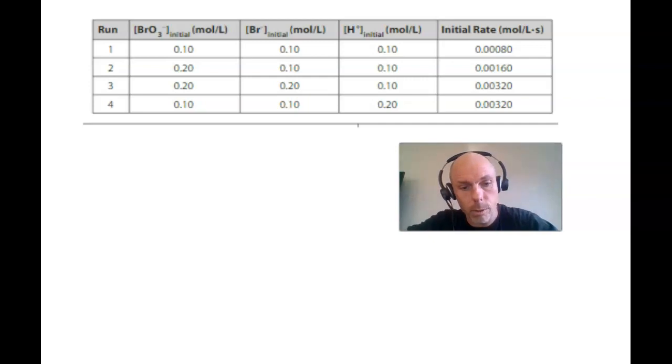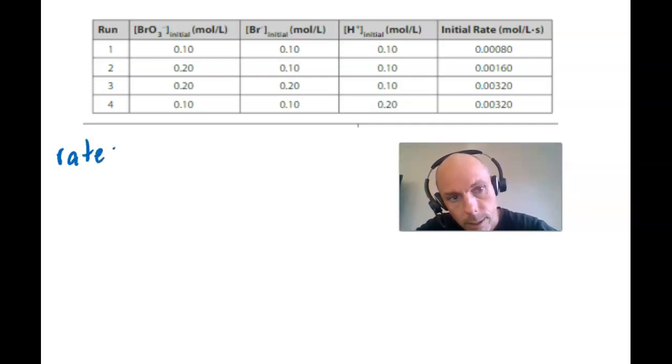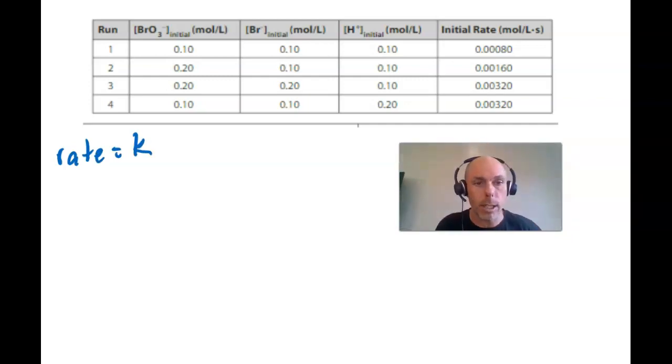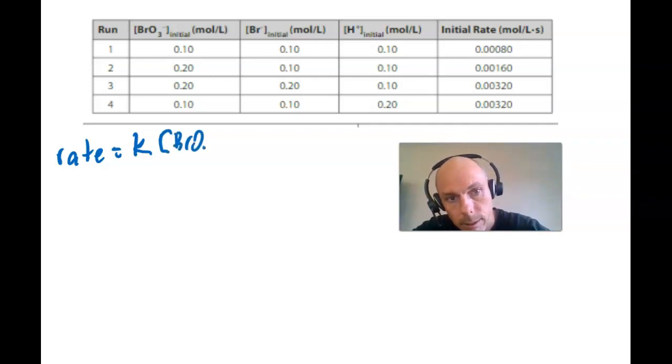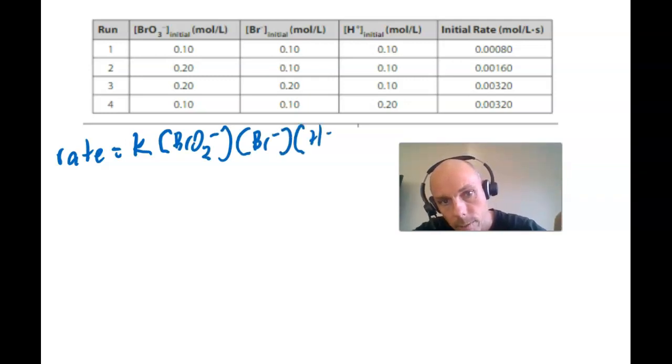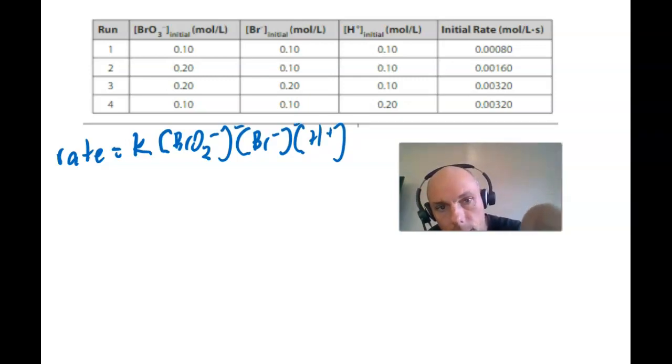General rate law always starts with the word rate. So we're going to write rate, then an equal sign, and then k. At some point, we may put a value in for k, but for now it's just a k. And then we put each of the reactants in brackets. And in this table, it looks like the reactants are bromate, BrO3⁻, bromide, Br⁻, and then H⁺. So there is the general rate law. What we need to figure out is what the orders are with respect to these reactants, what the order is for bromate, for bromide, and for hydrogen.